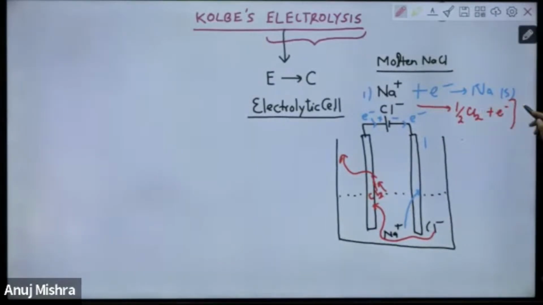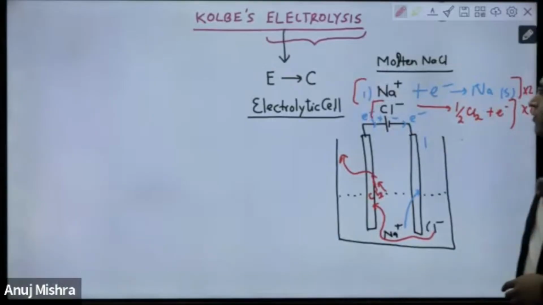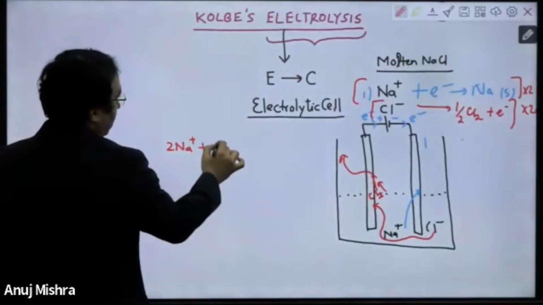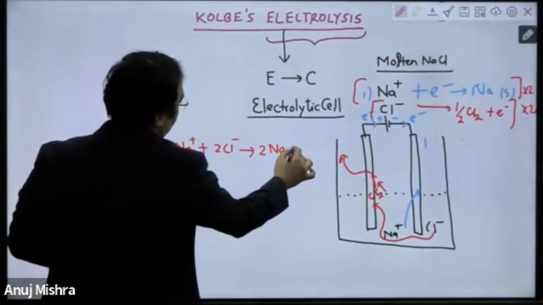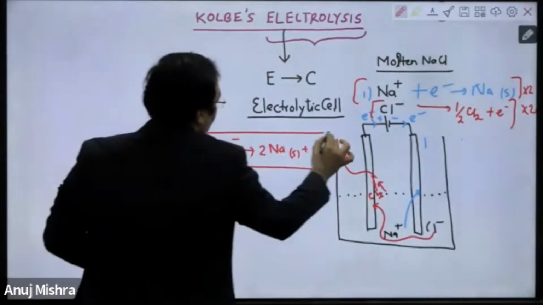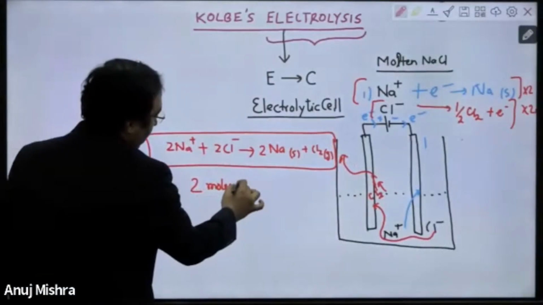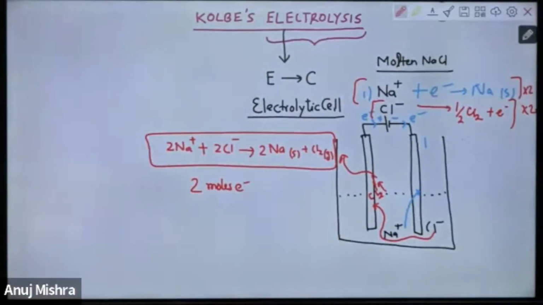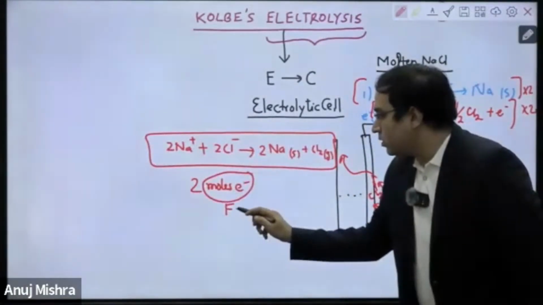They cannot be anything half, so multiply by 2, make it 2, and write a final equation which looks like 2 Na plus 2 Cl minus gives 2 Na solid plus chlorine gas. How many moles of current have been passed? 2 moles of current. 2 moles of electron are required for one reaction. Okay. Later you will know that this moles of electron is also known as Faraday's. So this is called Faraday's.